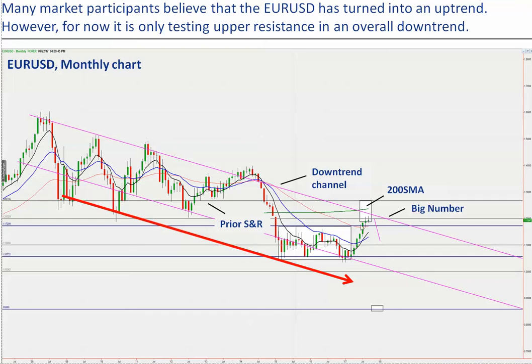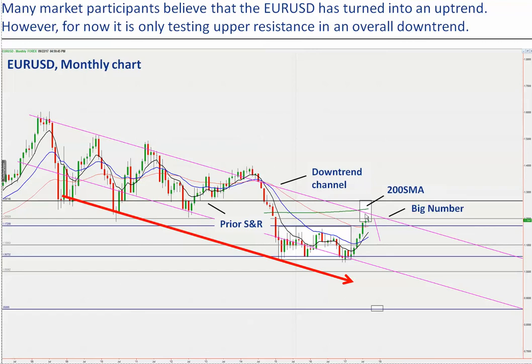So what the euro dollar is currently doing, it's testing upper resistance. This is the target area for this up move. Currently it's here at the gray line. That's a big number, 1.20 euro dollar, big number. Another resistance is the upper downtrend line, which is a little bit higher.